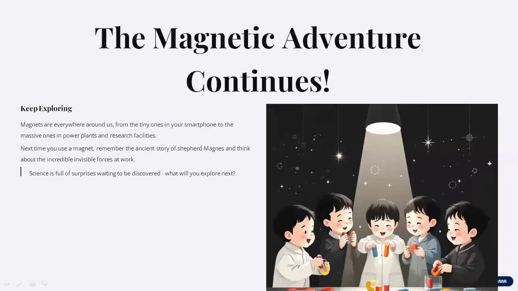We need to keep on learning about the magnetic adventure, and that is how the journey continues. Keep exploring. Magnets are everywhere around us, from the tiny ones in your smartphone to the massive ones in your power plants and research facilities. Next time you use a magnet, remember the ancient story of Shepherd Magnus and think about the incredible invisible force at work. Science is full of surprises waiting to be discovered.